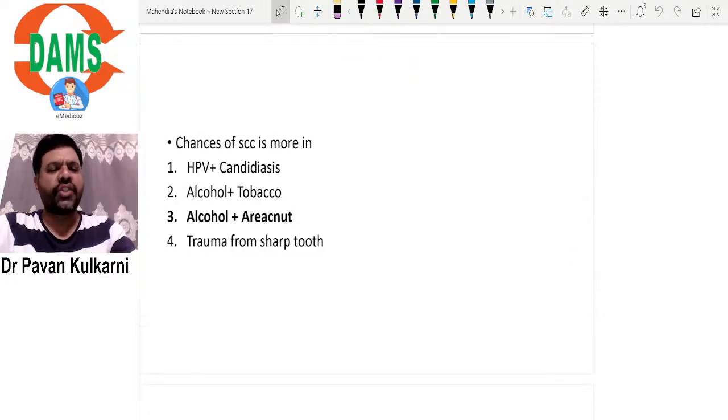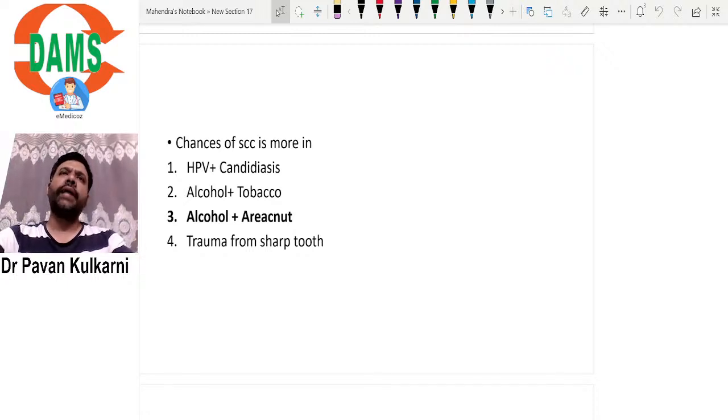Chances of squamous cell carcinoma is more in... We know that squamous cell carcinoma occurs due to various etiology: tobacco, alcohol, candidiasis, HPV, sharp tooth. But whenever a question has been asked and they have not mentioned specifically in which part of the world, you have to consider it as in India.